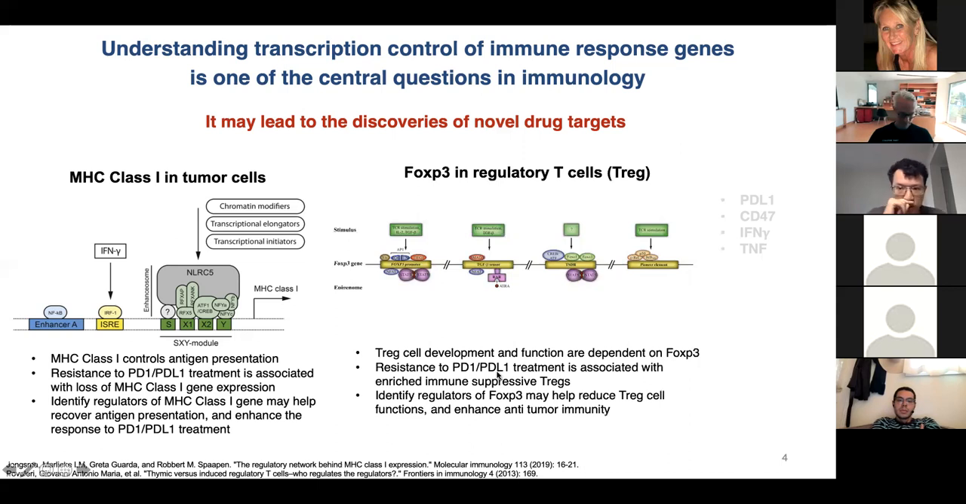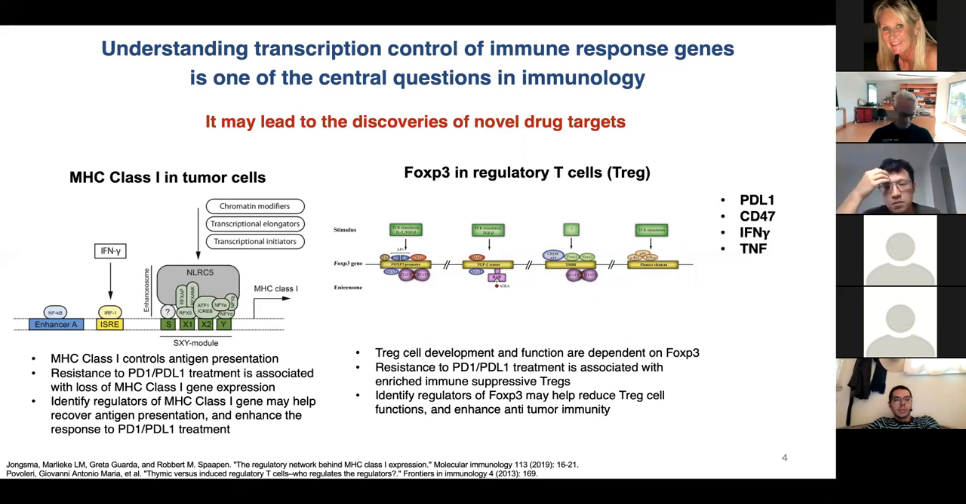Another example is FOXP3 in regulatory T cells. The development and function of Treg cells depend on FOXP3, and we know regulatory T cells play an immune-suppressive role in the tumor microenvironment. Therefore, if we can identify potential regulators that can reduce FOXP3 gene expression, then we can possibly reduce Treg cell function and therefore enhance anti-tumor immunity.